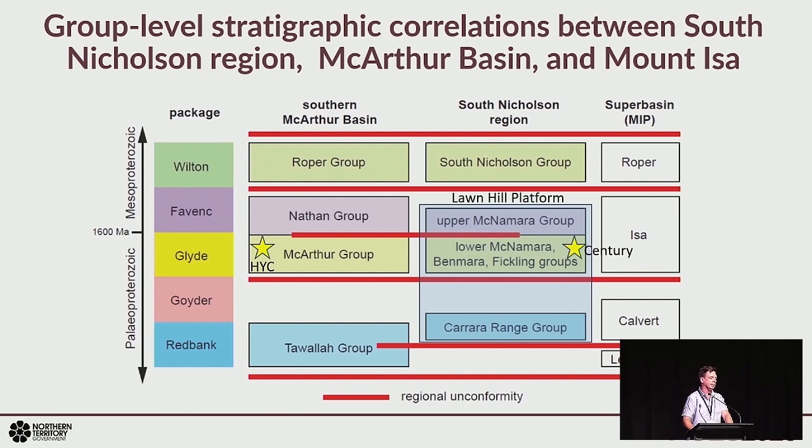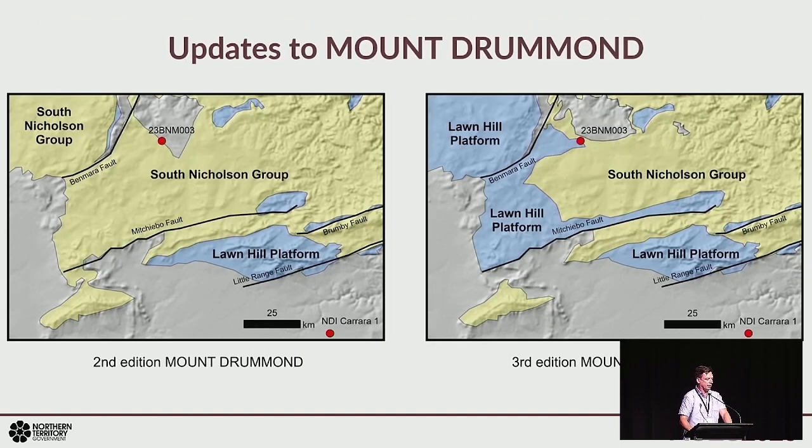All right, so this is a very generalized view of the Mount Drummond map, the second edition version on the left and the third edition version on the right. This is just showing the distinction between Lawn Hill Platform and South Nicholson Group. You can see that the major change going from the second edition map into the third edition map is that a lot of what had been referred to as South Nicholson Group in the second edition has now been reassigned to the Lawn Hill platform.